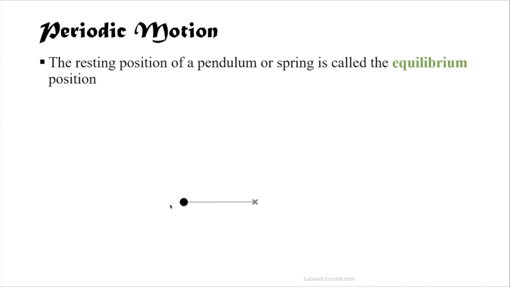Now, this PowerPoint is supposed to have GIFs in it, like this is supposed to swing back and forth, but it's not working from this computer. So we're just going to pretend that this pendulum is swinging back and forth, just as a visual.